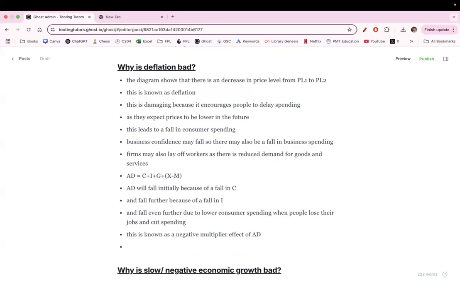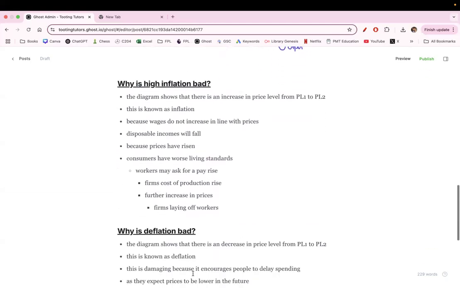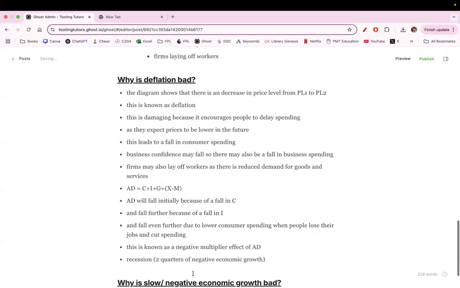So AD falls and falls and falls. If this continues for 6 months, for 2 quarters, if there's negative economic growth, then it would be called a recession. Perfect. So that's like a full chain of why inflation is bad and why deflation is bad.